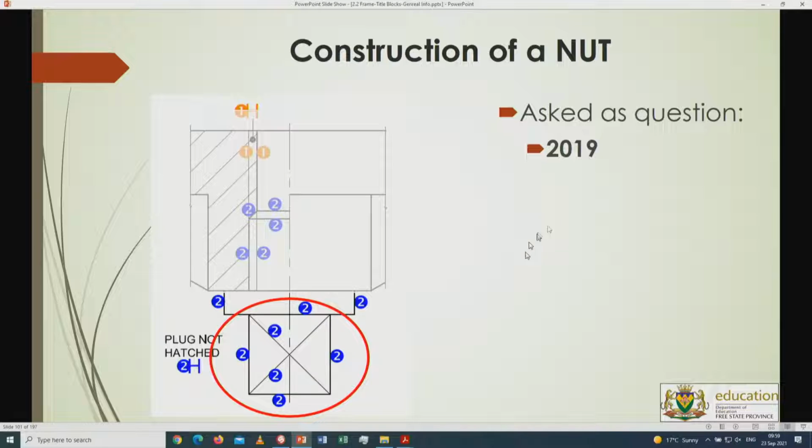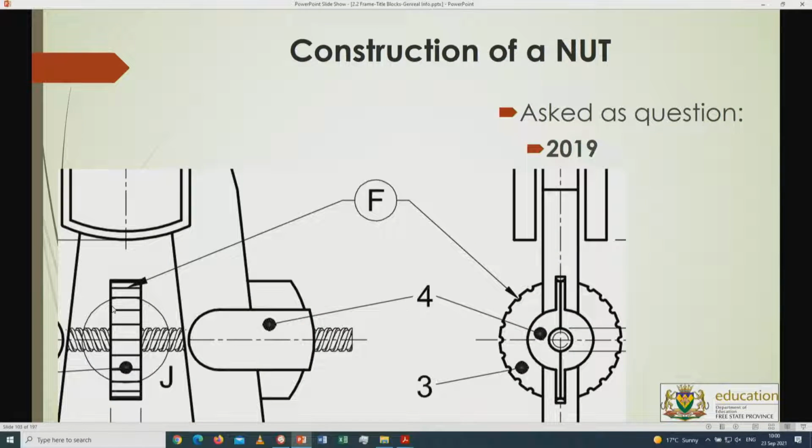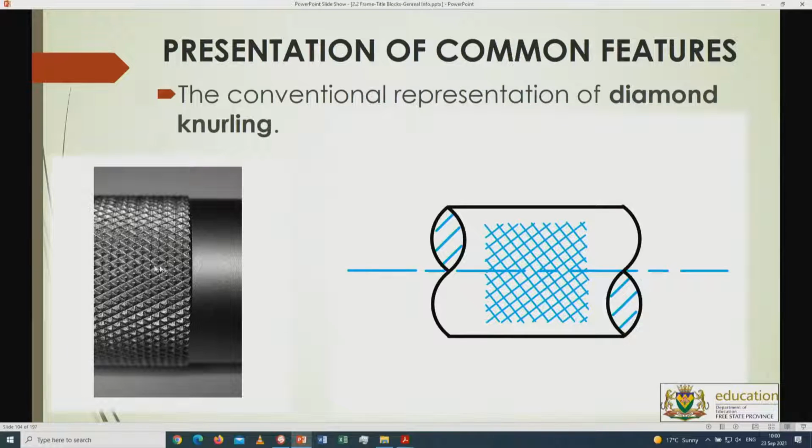That has also been asked in 2019. Knurling. This is also part of this question paper. What's the purpose of knurling? It's to prevent slip on the surface itself. And this is diamond knurling.